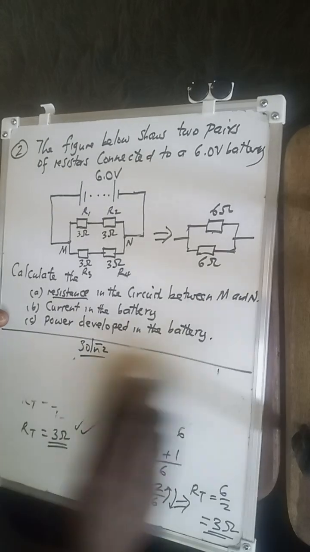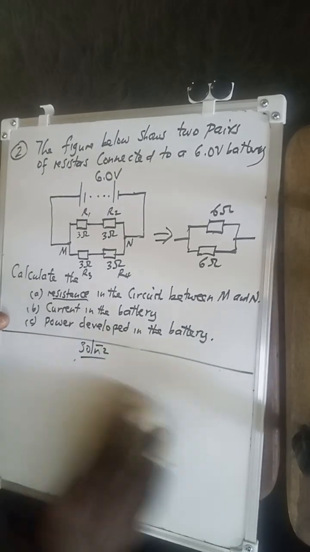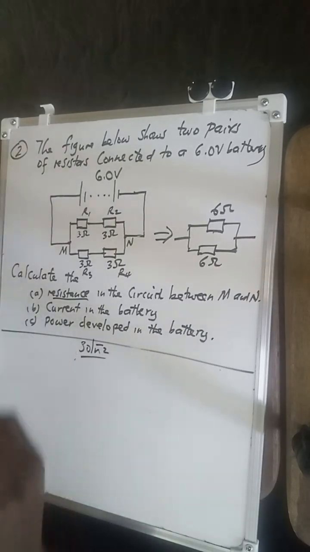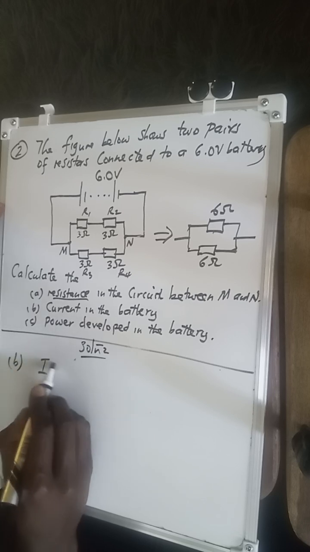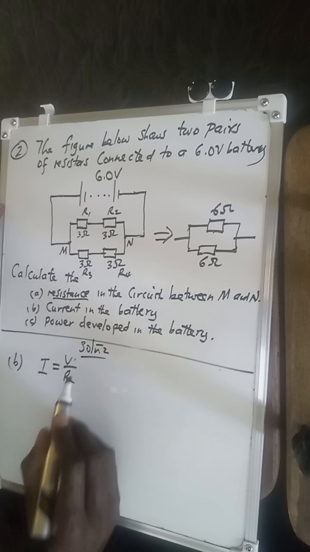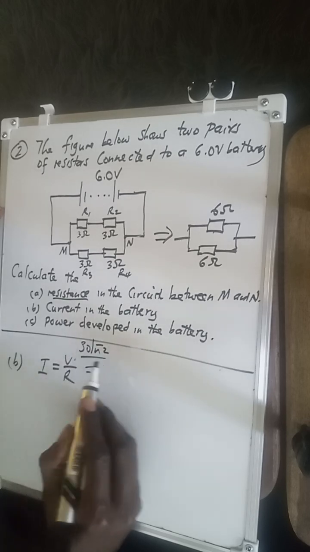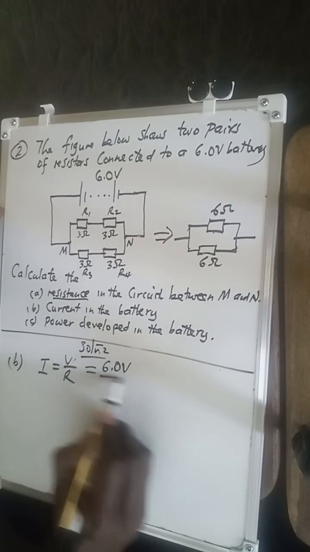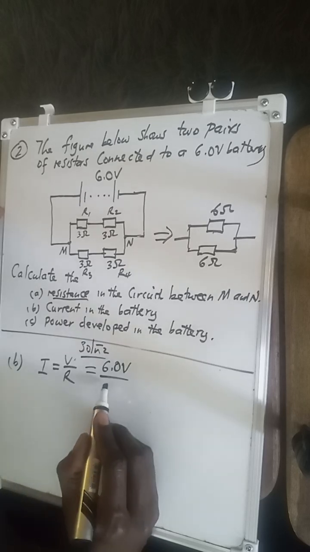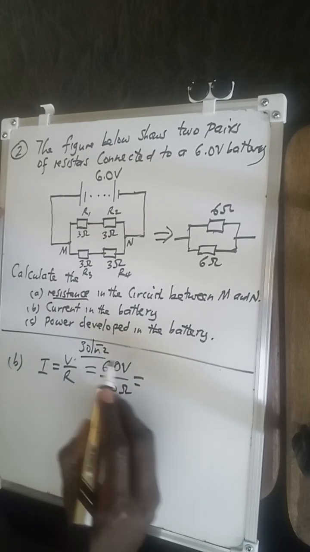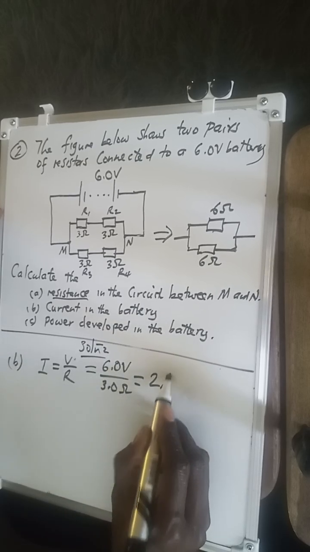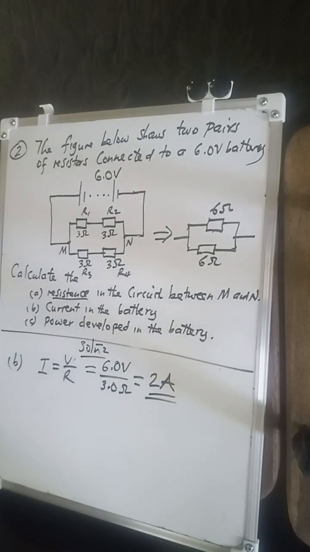Right, let's move on to the B part there, the current in the battery. So how do we get the current in the battery? That's the B part. Remember, current is equal to voltage divided by resistance according to Ohm's law. So it's the total voltage, which is 6.0 volts, divided by the total resistor. In the previous one, we calculated 3.0 ohms. So when you divide that, that is going to give you 2 amps. That's the current in the battery.